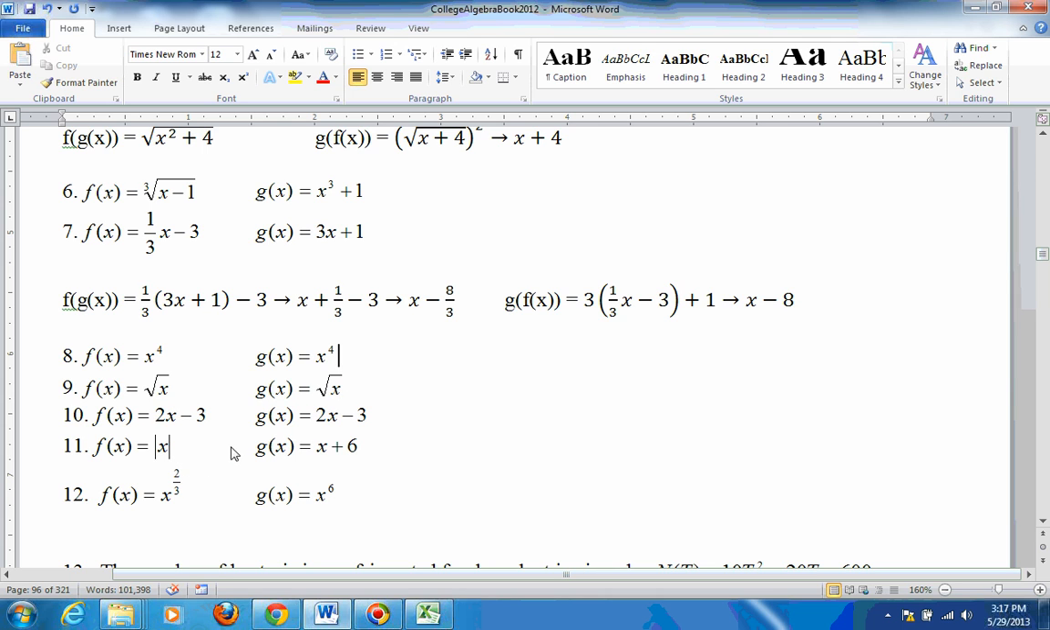11, f of g of x means put the g of x right here, the x plus 6 in there for x, so it would be the absolute value of x plus 6, and g of f of x means put the absolute value of x in for x, so it would be the absolute value of x, then plus 6. So that would be 11.